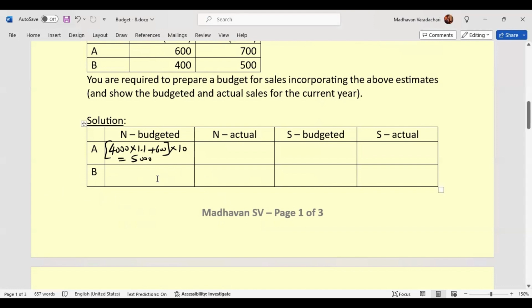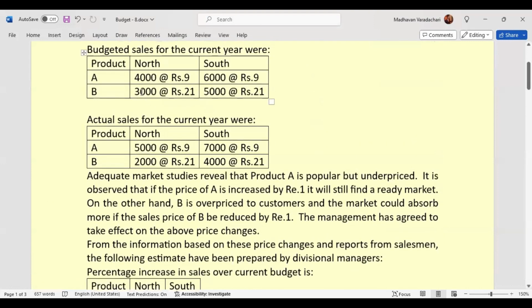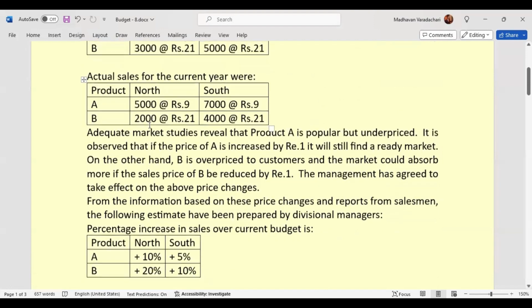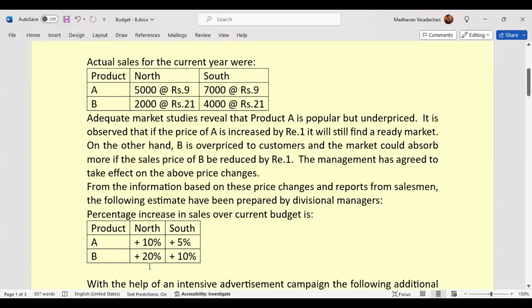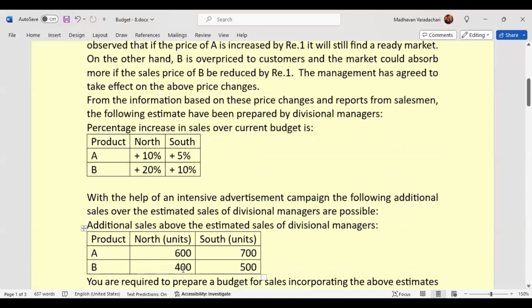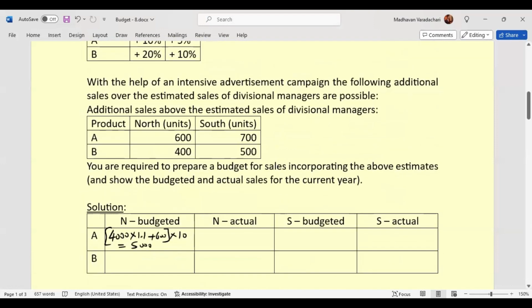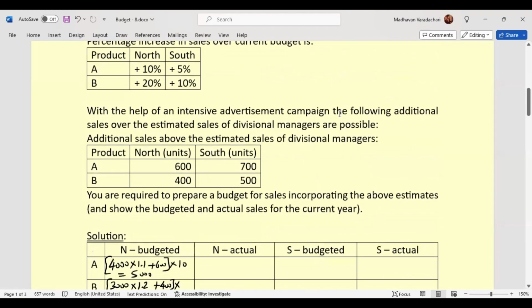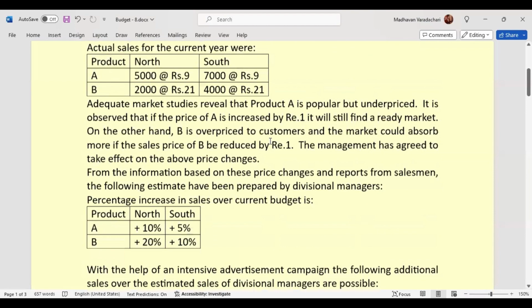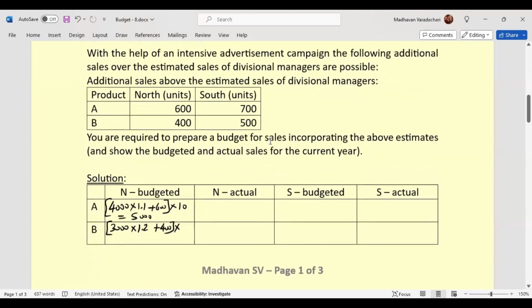Similarly, for B, it was budgeted initially for 3,000. That quantity can be increased by 20%, and then this 400 also can be added additionally. So 3,000 multiplied by 1.2 plus 400. And this can be sold at 1 rupee less, meaning instead of 21 what was planned, it will be sold at 20. That works out to 80,000.